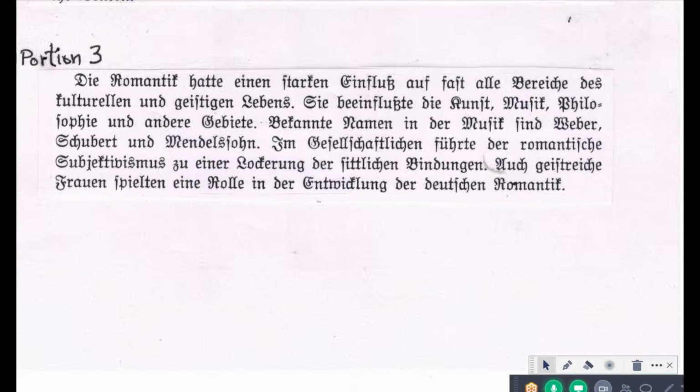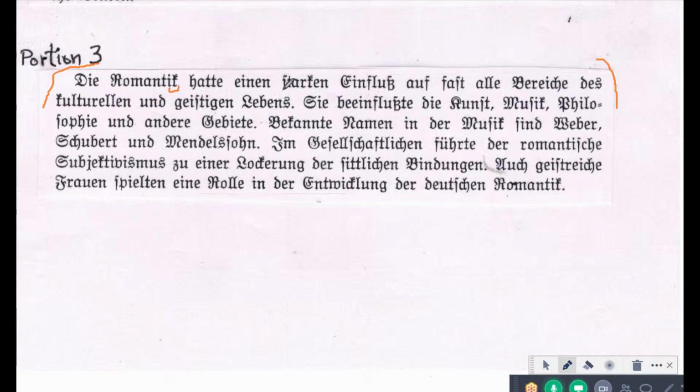Here we go. Die Romantik hatte einen starken Einfluss auf fast alle Bereiche. Go ahead, up to that point. Die Romantik hatte einen starken Einfluss auf fast alle Bereiche. Good. So here with Romantik, which means romanticism, you have a K at the end. It really doesn't look like a K, but it is.